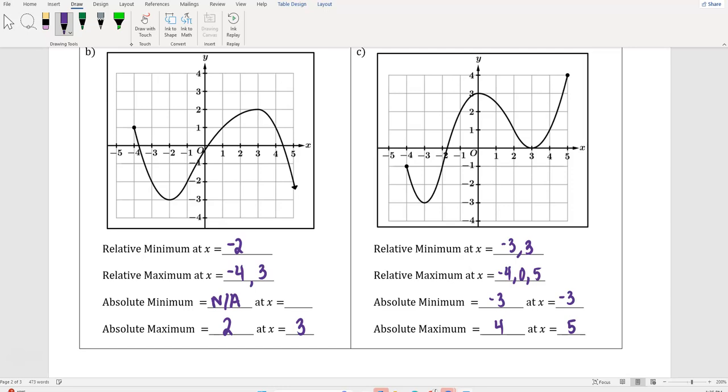There we go. All right, relative minimum is at x equals -2. Relative maximums are at -4 and 3. There is no absolute minimum on B because you have an arrow over here. And then the absolute maximum is 2, which occurs at x equals 3.